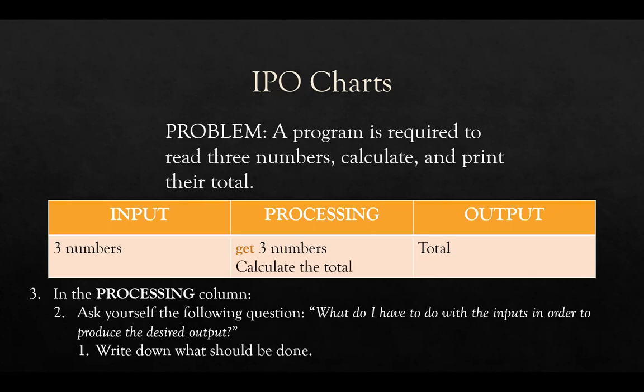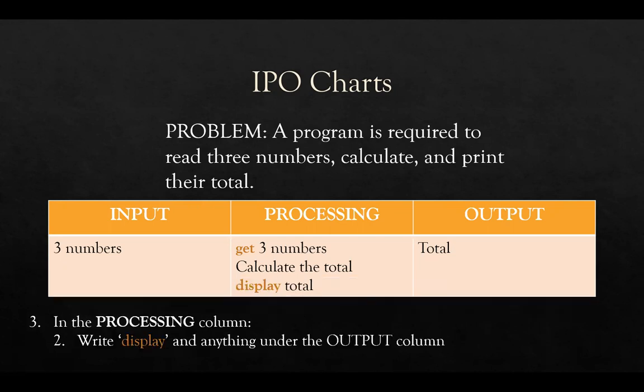The next step is to complete the processing column. We answer these questions here. What do I have to do with the inputs in order to produce the outputs? So we need to write down what needs to be done to produce the total, which is denoted here as calculate the total. Simple enough. No, we're not getting into the specifics of how the calculation must occur, just that we know it has to occur. So there really isn't any more processing necessary.